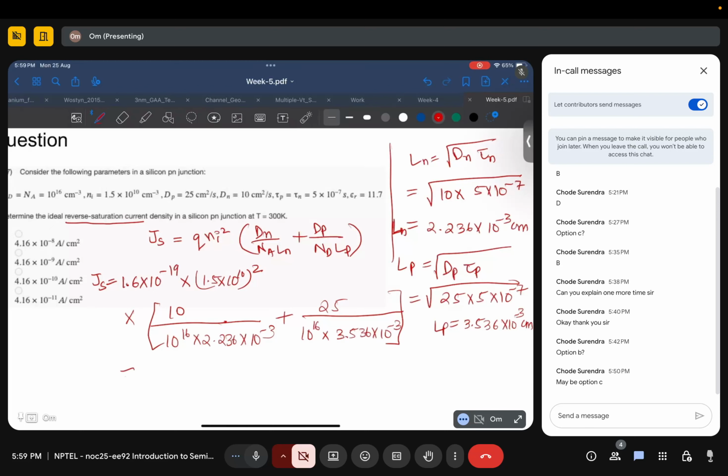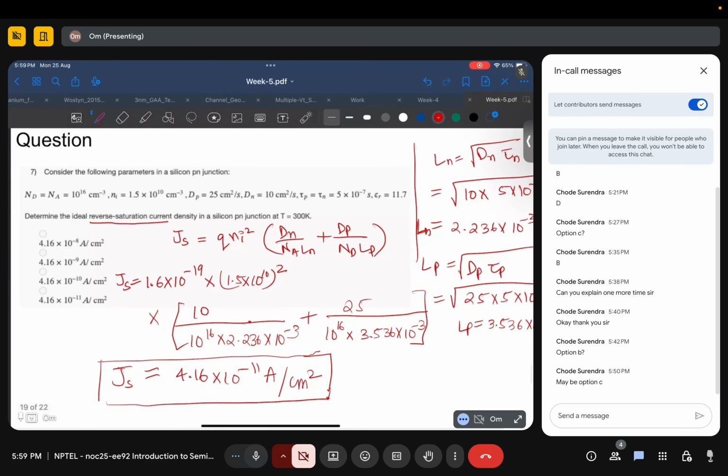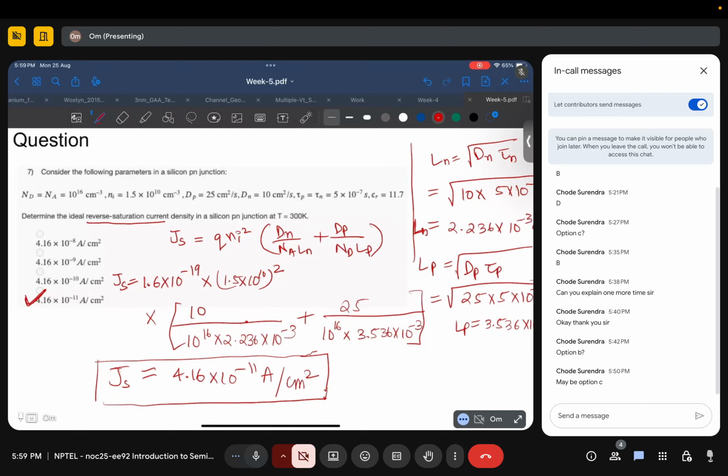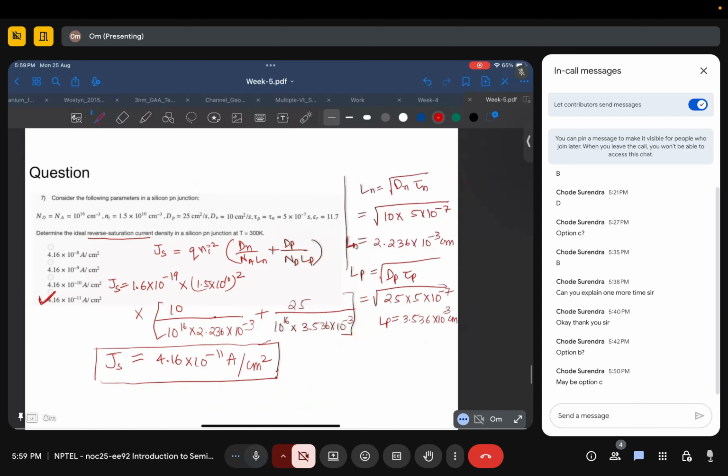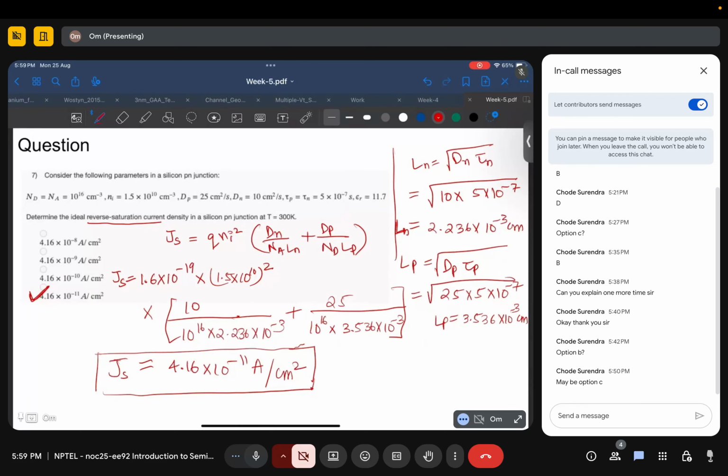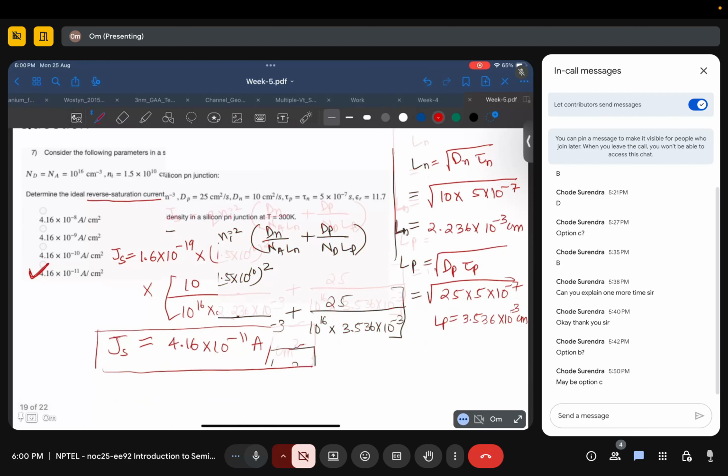Okay. So if you solve this, this comes out to be 4.16 into 10 to the power minus 11 ampere per centimeter square, which is option D. Is this clear? Okay. Next question.